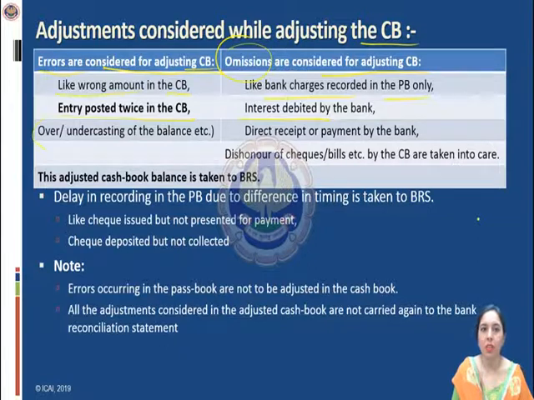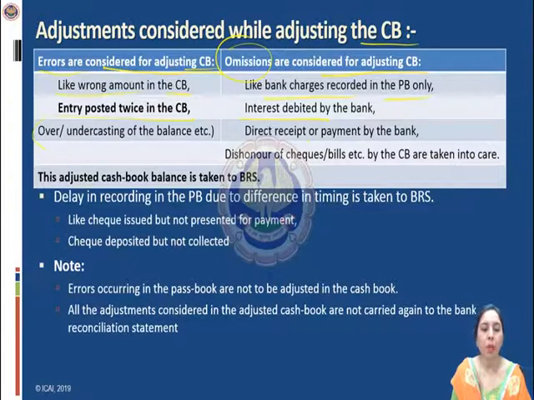In either case, when the bank is charging some interest, it is debited. When they are allowing interest, it is credited. So on either side, if the bank interest is there in the passbook but it is not recorded in the cash book, that is again to be adjusted in the cash book only, before taking it to the passbook and BRS.